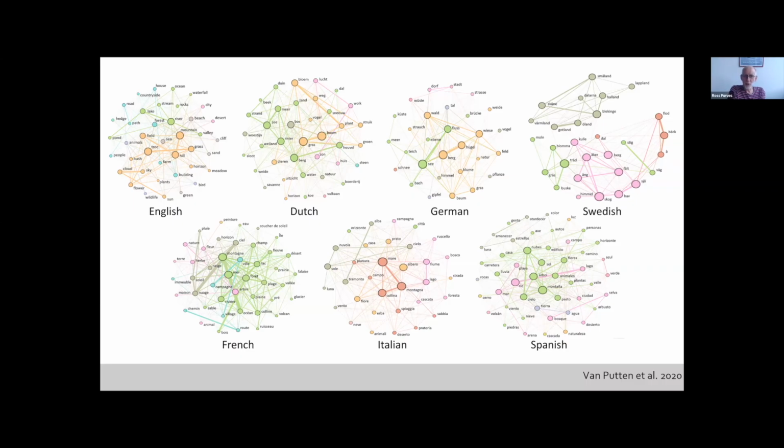And when you do this with landscape terms, these are the terms that Dutch speakers use. So mountains are very salient landscape terms in Dutch, independent of the fact that there are no mountains. Well, let's go with a Swiss perspective. There are no mountains there.